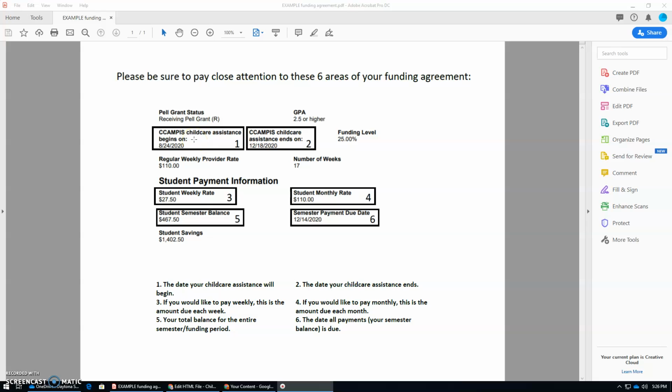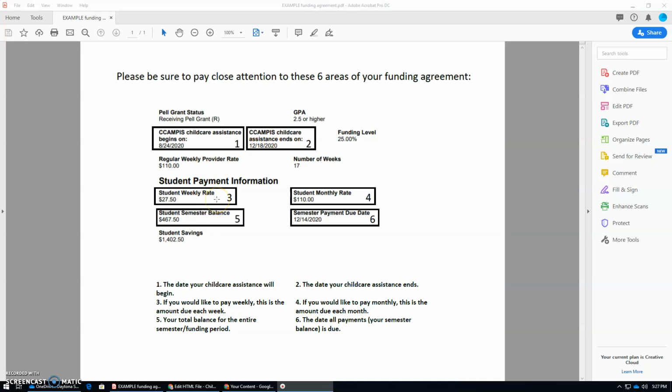Area 1, this is the date that your child care assistance will begin. Area 2 is the date that your child care assistance ends. It is very important to pay close attention to your service period.